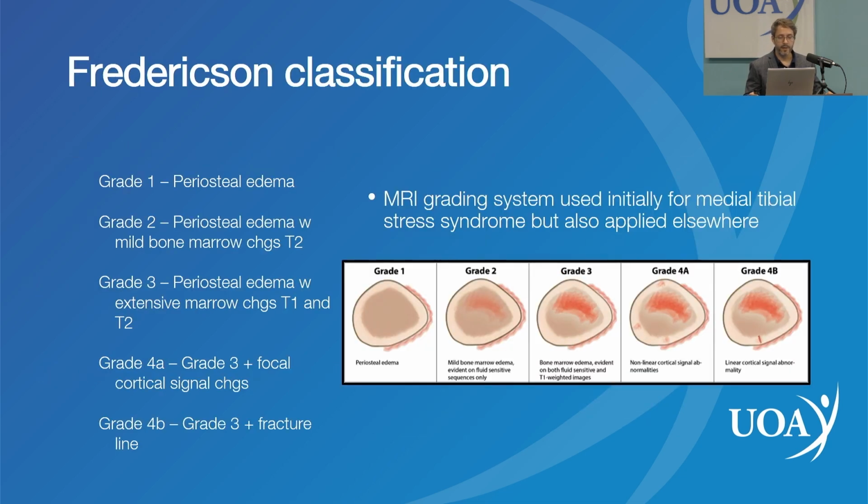MRI grading systems have been developed. Initially, they were made for medial tibial stress syndrome, but have been applied to other BSIs as well. Grade 1 shows more of a soft tissue inflammation around the bone. Grade 2 shows mild bone changes in the marrow. Grade 3 shows more extensive bone changes in the marrow. And grade 4 shows marrow changes along with cortical involvement, and of course, grade 4B being that dreaded black line that we always hear about.